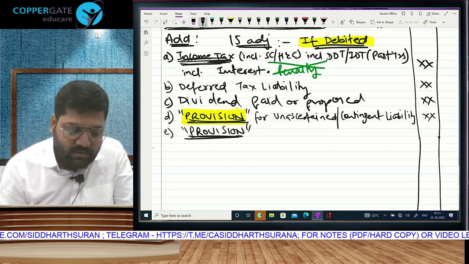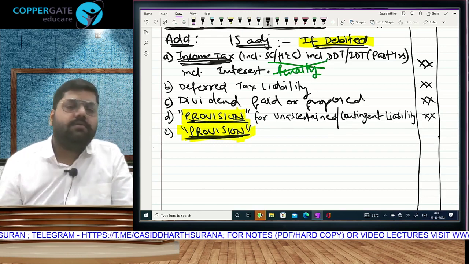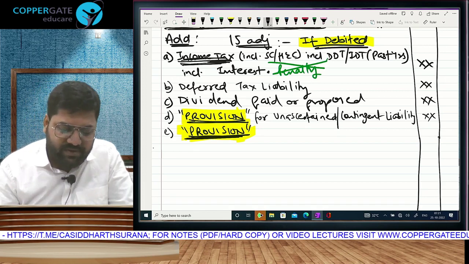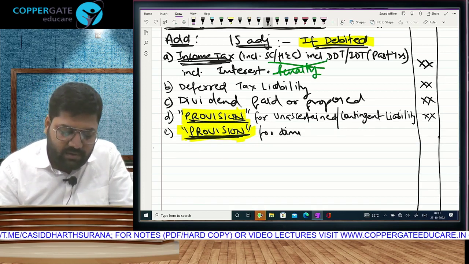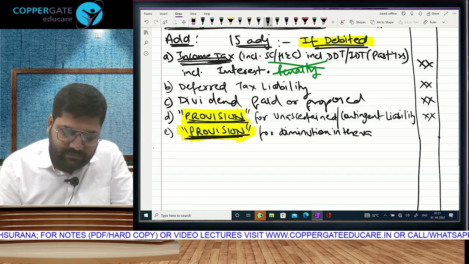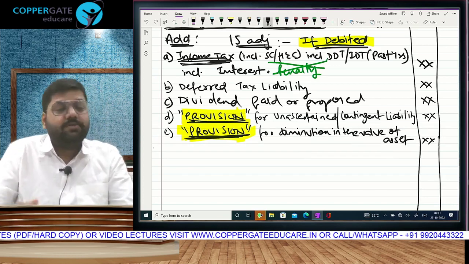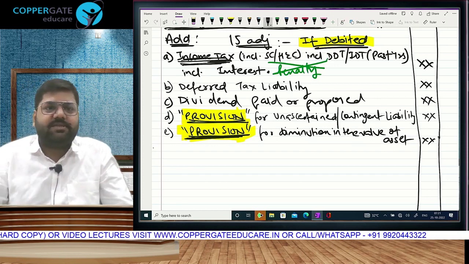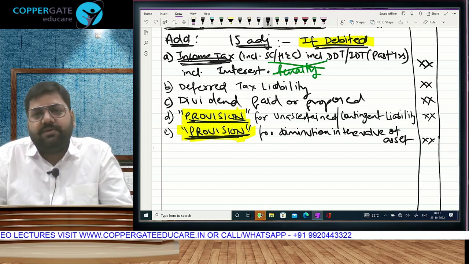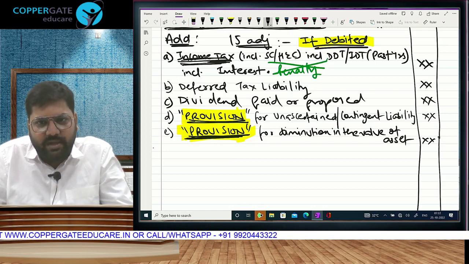Once again, the deciding word, the main word, provision. Provision for what? Provision for diminution in the value of any asset. Some people pronounce it diminution. Jo tumko bolna, it is diminution, actually the correct pronouncement. Whatever you are comfortable. Meaning samajna is more important.